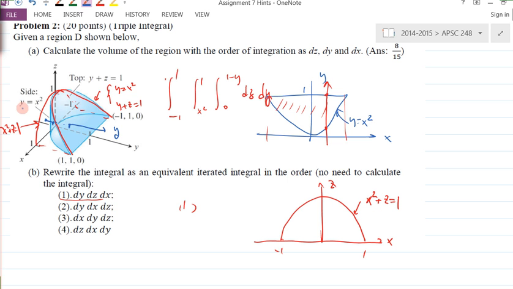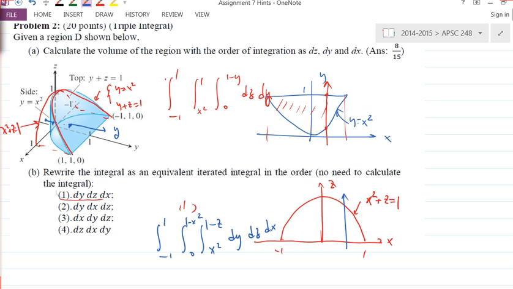Y min is on the surface y equal to x squared. Y max is on the top plane, y plus z equal to 1. So y goes from x squared to 1 minus z. Then dz and dx are based on this shadow right here. For dz, we draw a line in the positive z-axis direction, and z is basically 0 to what? 1 minus x squared. And then sweep this across the whole shadow, so negative 1 to 1. So that's the layout for this part 1.